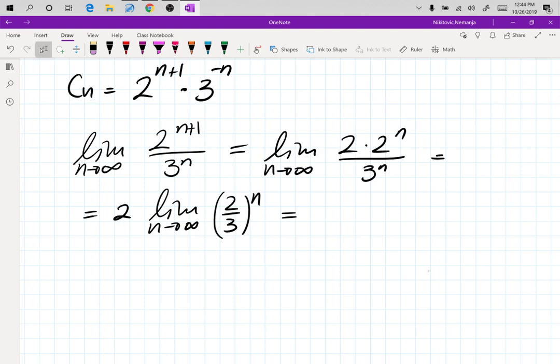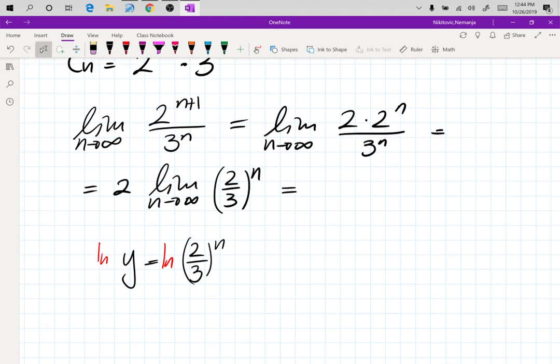Now, what I have here is something that I can solve using a logarithmic approach, because I can define this as y equals 2/3 to the n, and we can stick ln's on both sides. Then have the ln of y equal to n times ln of 2/3. Right?